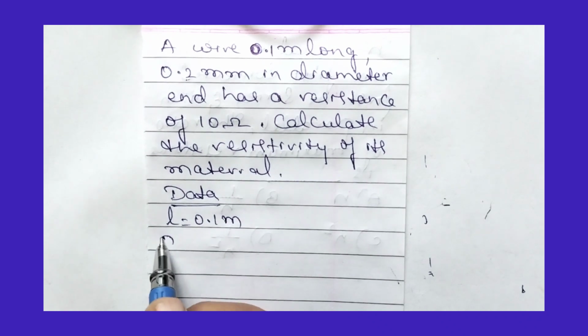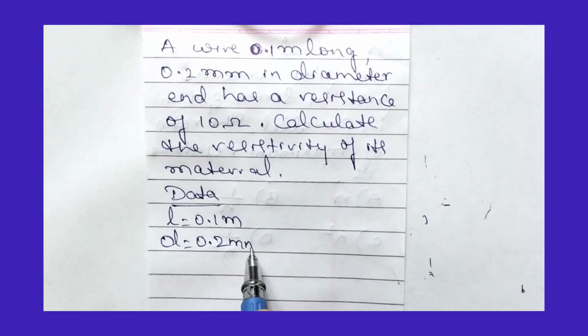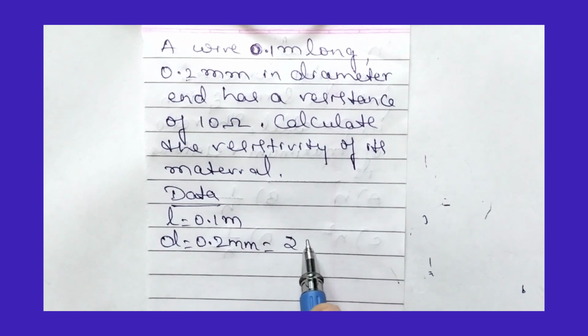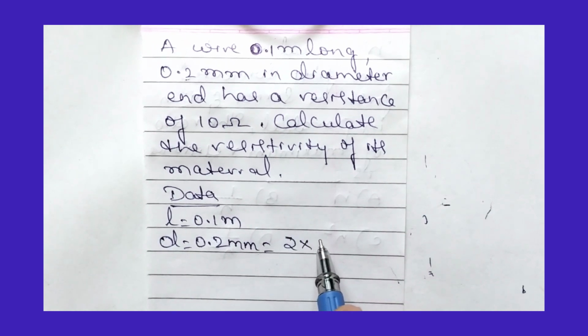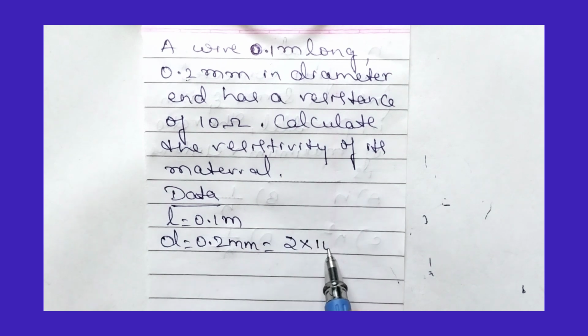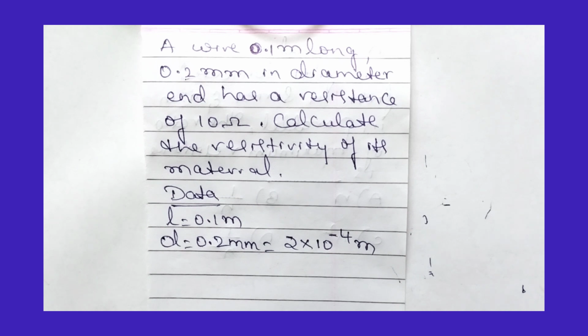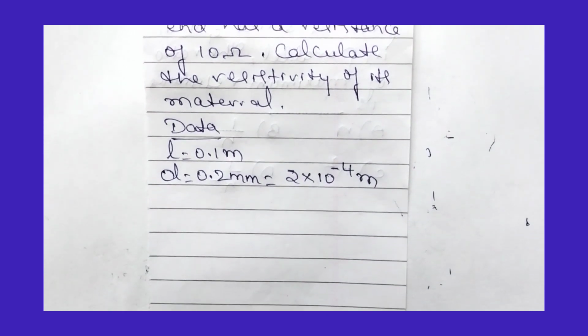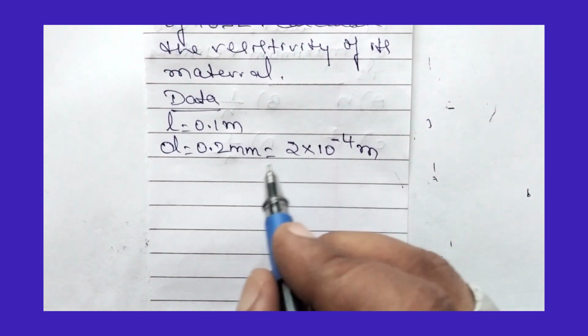Diameter is given as 0.2 mm, which is equal to 2 into 10 to the power of minus 4 meter. Like this type of question we have already solved. They have given it in mm, we have converted it into meter. So diameter is equal to 2 into 10 to the power of minus 4 meter.